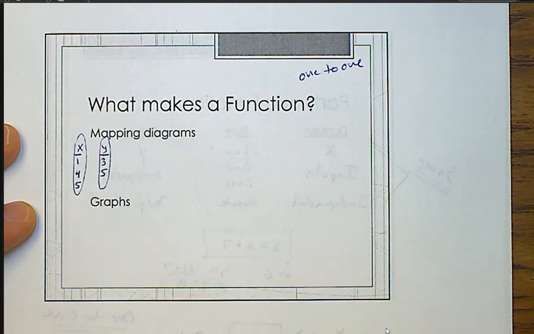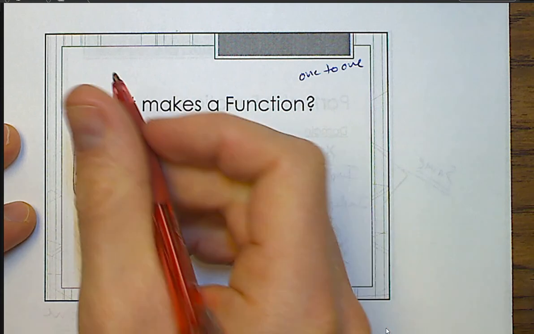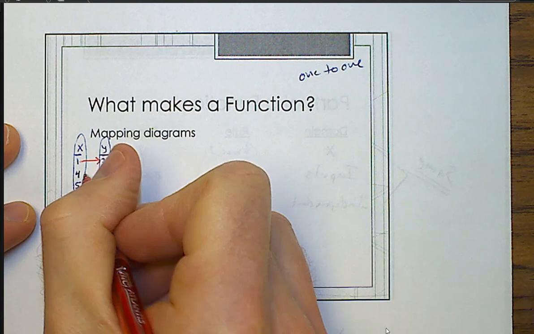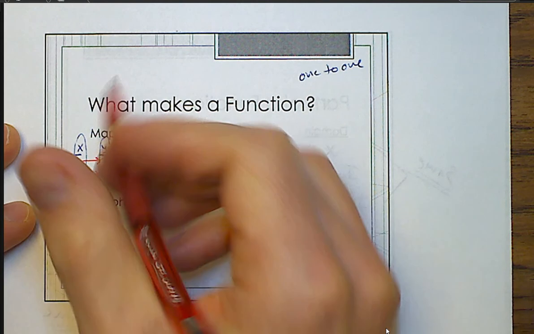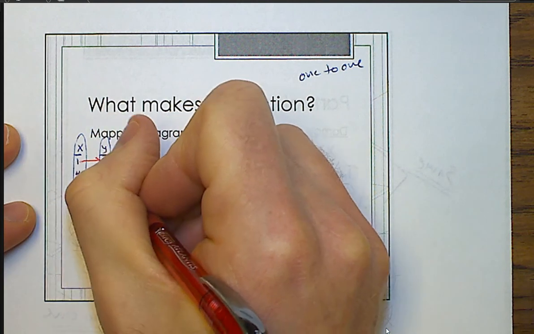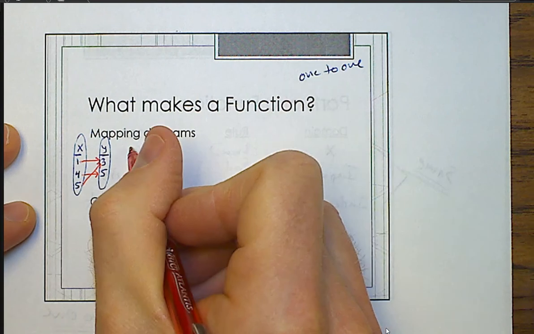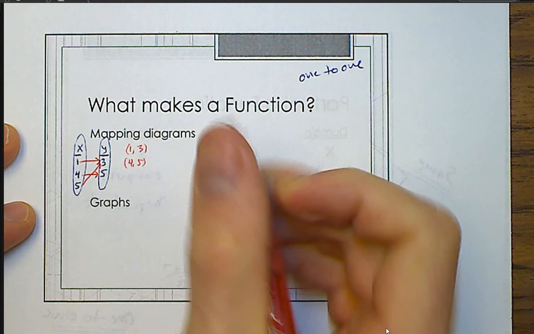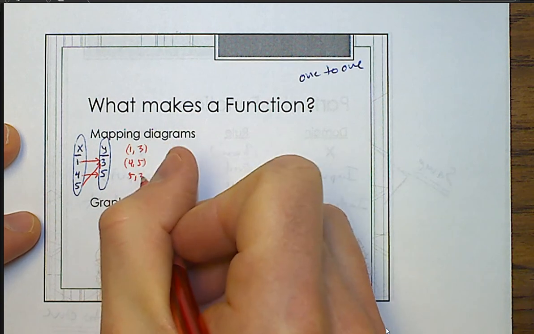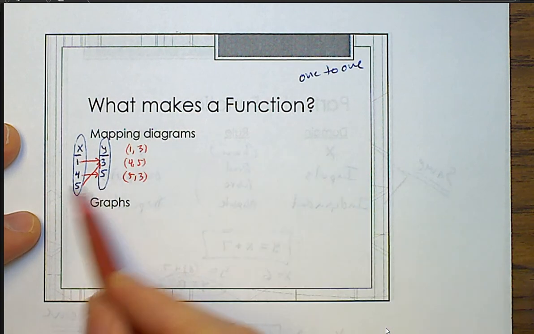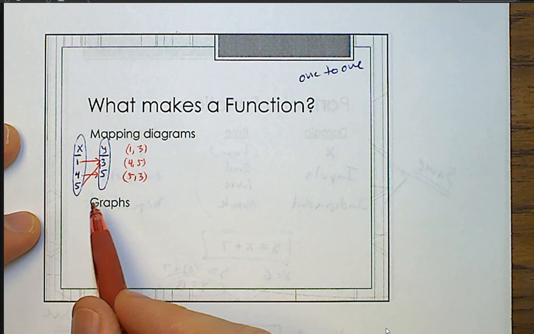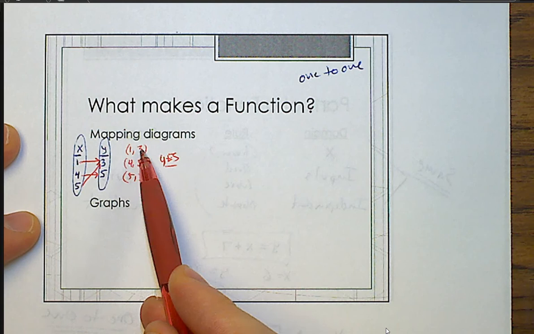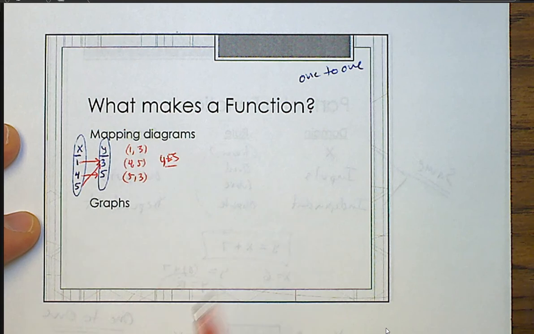And they would map, so you'd have some arrows: 1 maps to 3, 4 maps to 5, and 5 maps back to 3. In other words, if you had ordered pairs, it'd be 1 comma 3, 4 comma 5, and 5 comma 3. And you have to ask yourself, is this mapping diagram a function, yes or no? And it would be yes. And the reason it's yes is because every x value has exactly one output. Okay? So that would be a function.